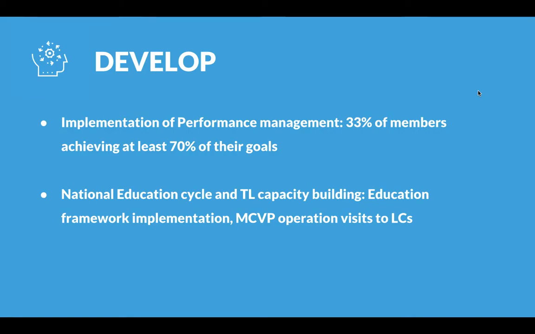We track their goals, what they want to achieve every month. We review these goals every quarter. We reviewed them in the last 2 quarters, and 33% of our members are achieving at least 70% of their goals, which I think is quite a low number. There's a lot of work to be done.